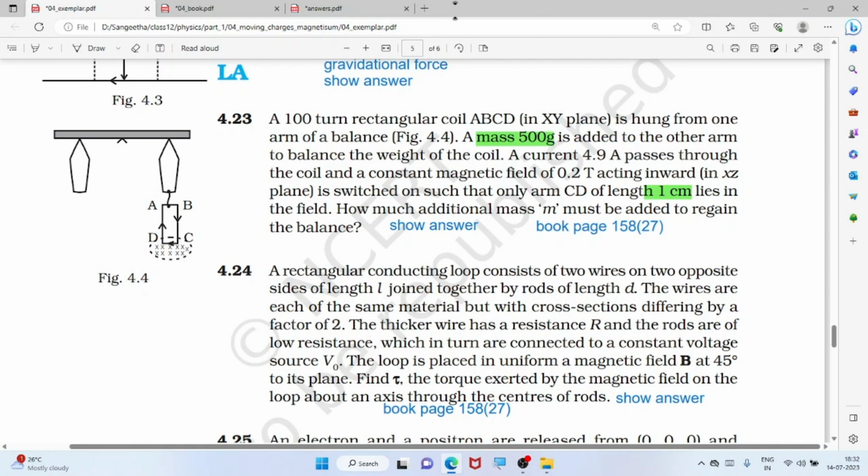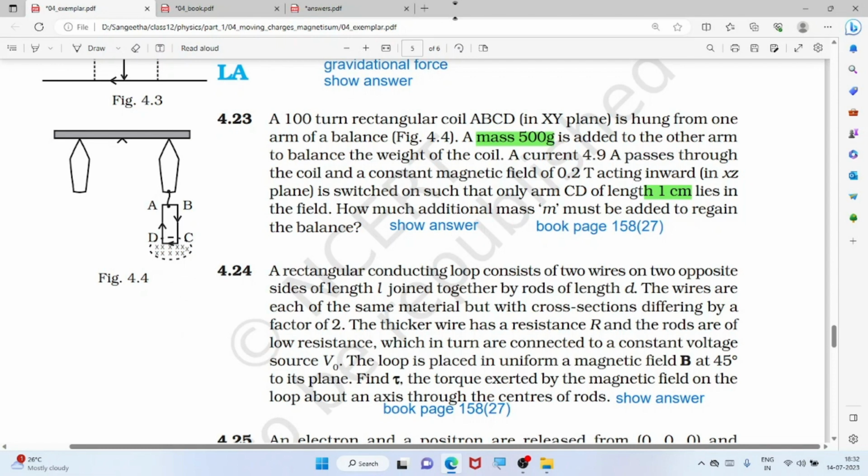An upturned rectangular coil ABCD is hung from the arm of a balance. A mass, they have mentioned mass, not weight, in grams is added to the other end to balance it. A current is passed through the coil in a constant magnetic field of this Tesla. They are asking how much additional mass must be added after passing current.